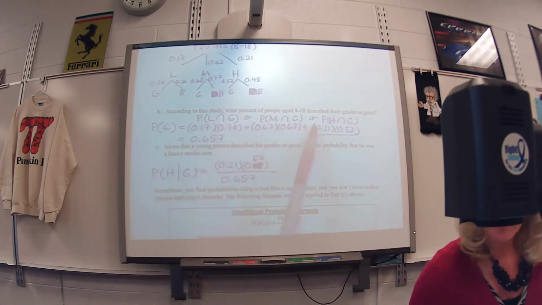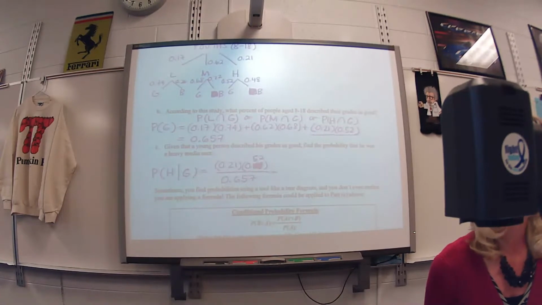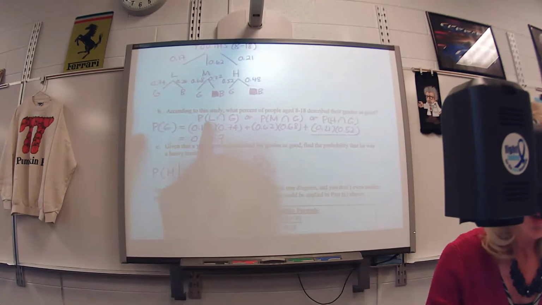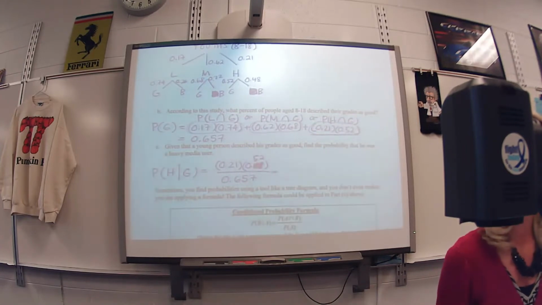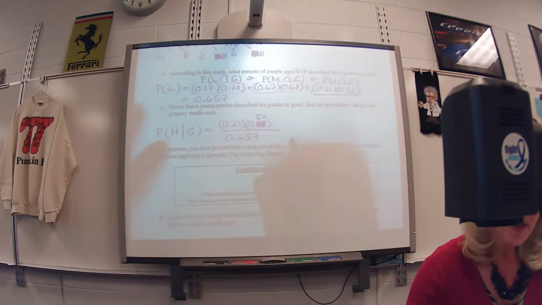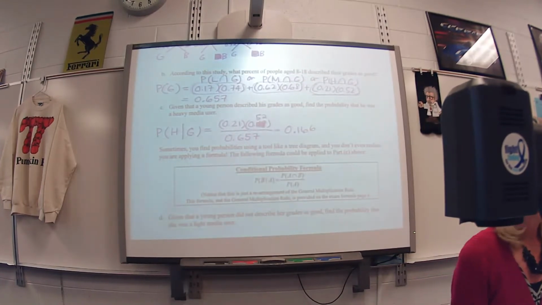I have only my good grade people. I just calculated that. One of the things I like to point out to students is that when you do these conditional probabilities, very often your numerator will become one of these, I call them chunks. Not just one number or the other, but one of those chunks of information. So this comes out to be about 17%. I have 0.166.